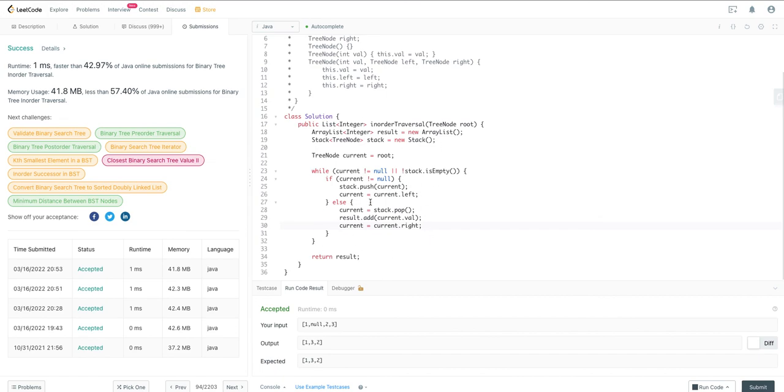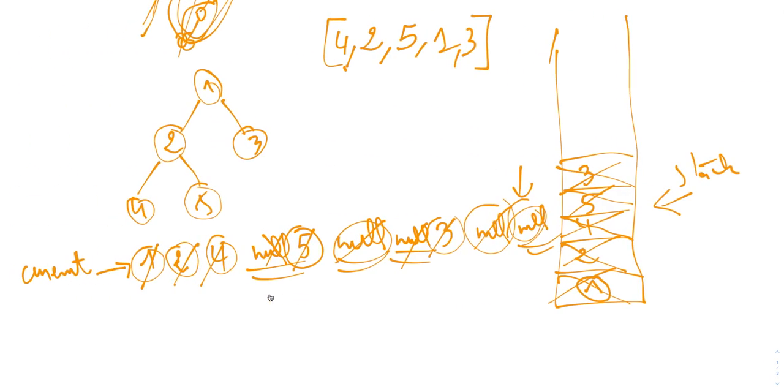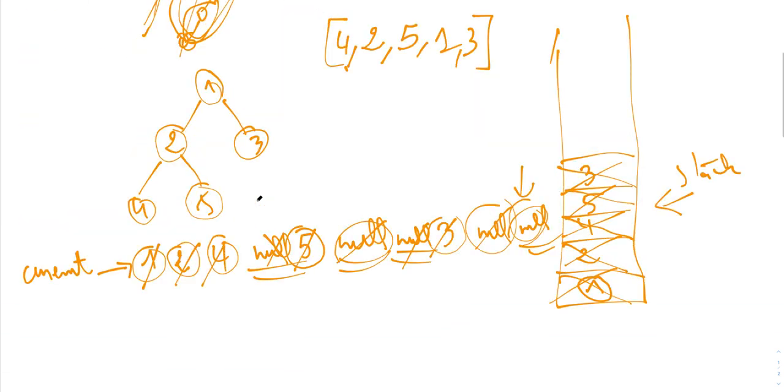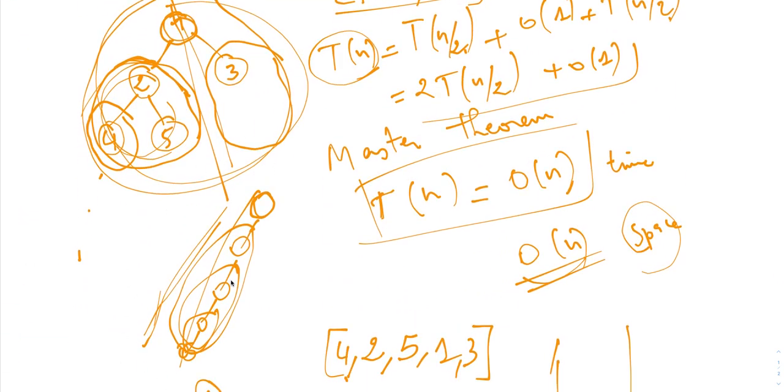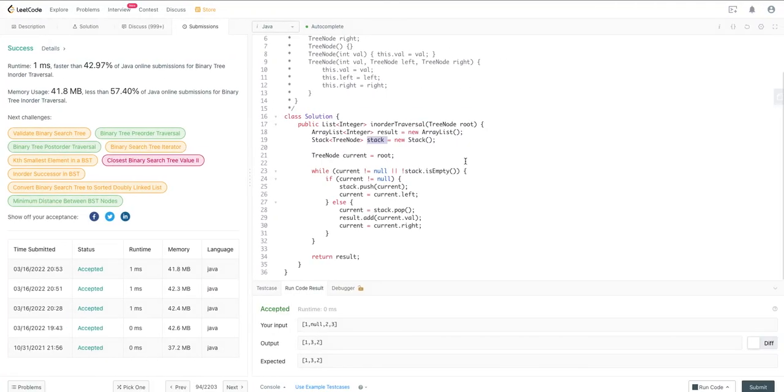The time complexity is O of n and space complexity is O of n, because in the worst case scenario, the stack will hold all the nodes values for the same case here. Like this, if you have this case here, the stack will hold all the nodes elements until the end. So we have O of n time complexity and O of n space complexity.